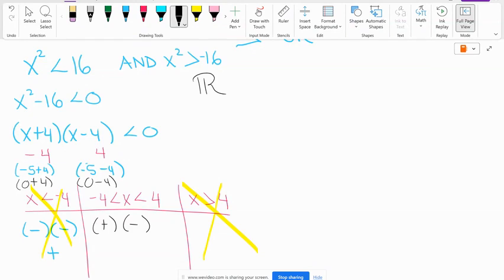So if this side is all reals, and this side is limited to just negative 4 is less than x, which is less than 4, what is our final solution set? It has to be represented in the first one and the second one to make it to the final set. Michael.